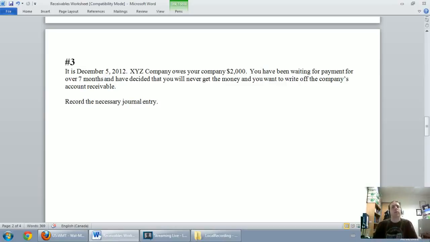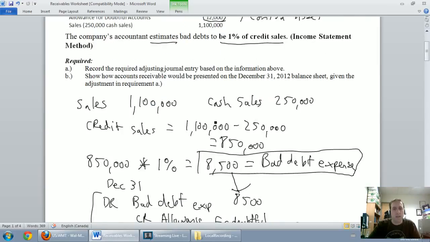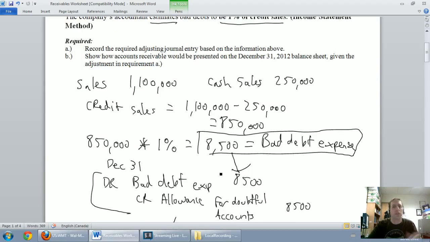Okay, in this video we're going to learn how to write off accounts receivable. In the previous two videos we learned about setting up allowances for doubtful accounts. We learned the income statement method, and that's where you use a percentage of sales, and when you calculate that percentage of sales you're calculating a bad debt expense that goes into a bad debt expense journal entry.